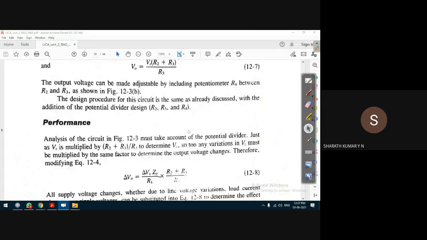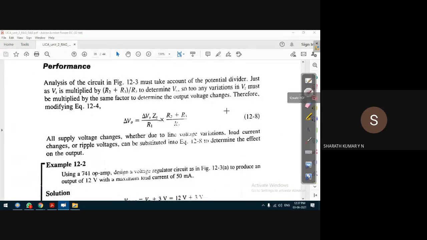So, the performance of this adjustable output regulator circuit, considering the potential divider network also: Vz is multiplied by (R2 + R3) divided by R3. That is the non-inverting amplifier gain.